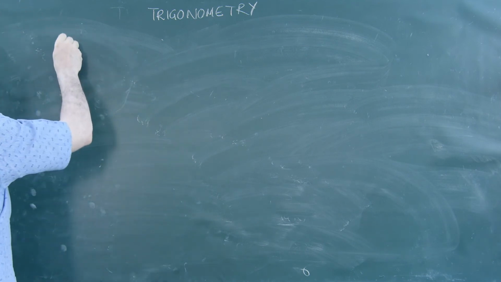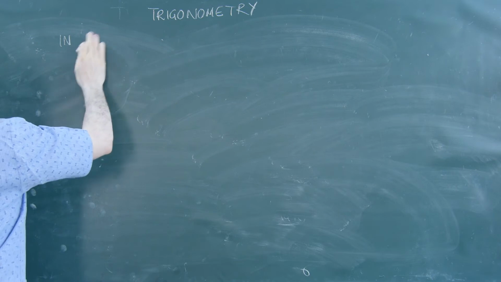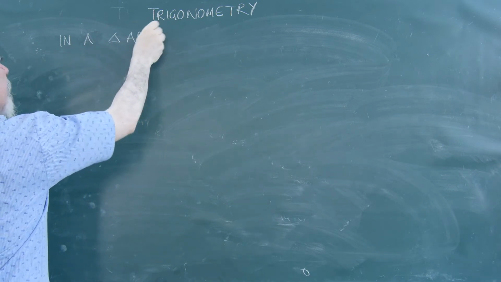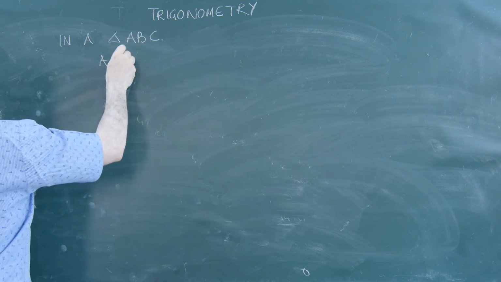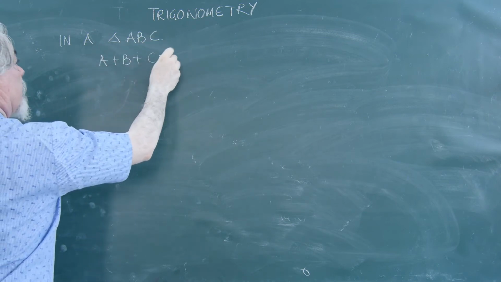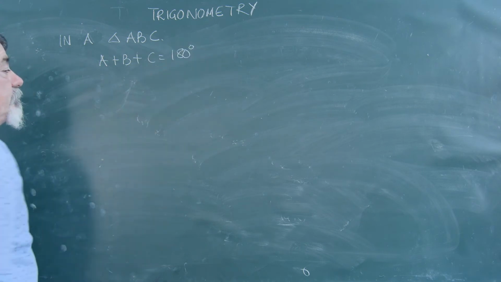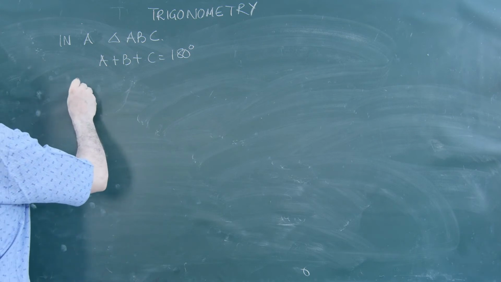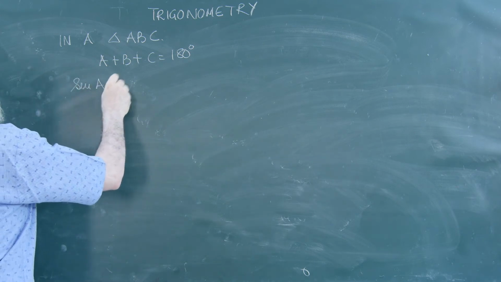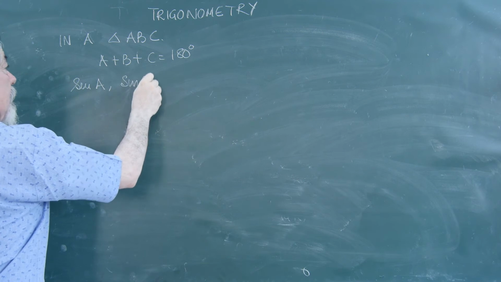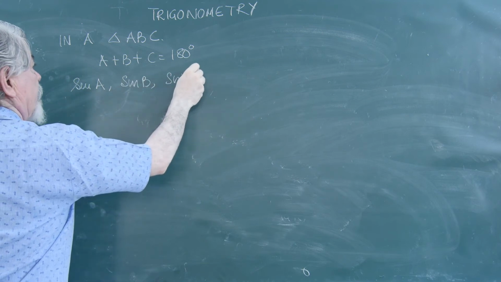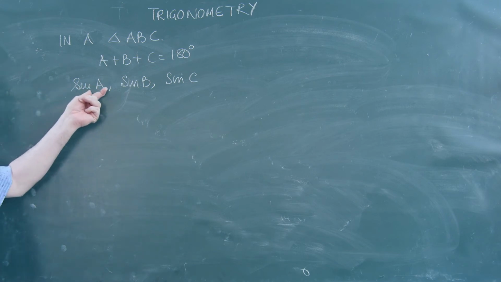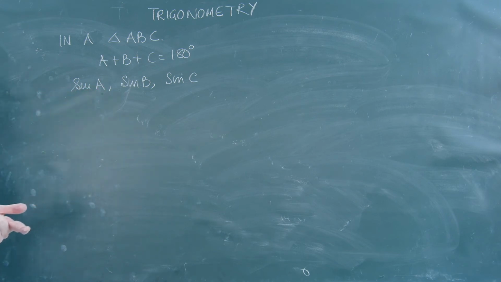in a triangle ABC, A plus B plus C is always 180 degrees. You will realize that in a triangle sine A, sine B and sine C will always be positive. Why will they be positive? Whether A is acute or whether A is obtuse.